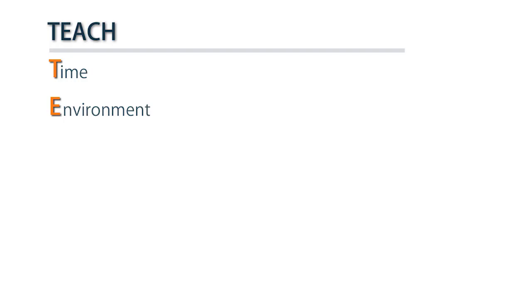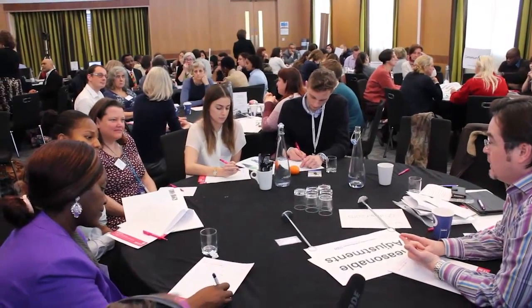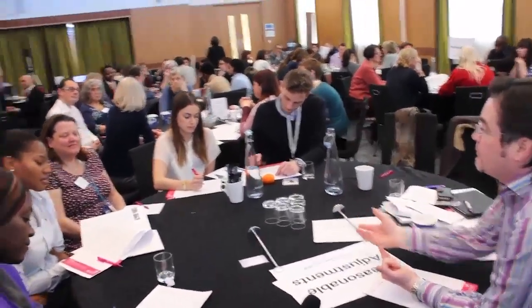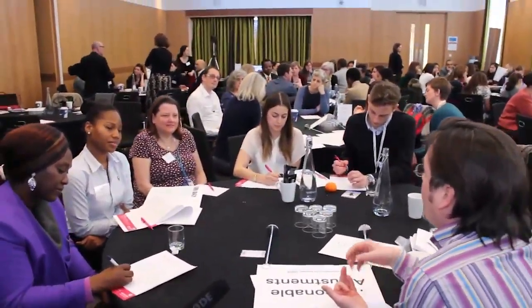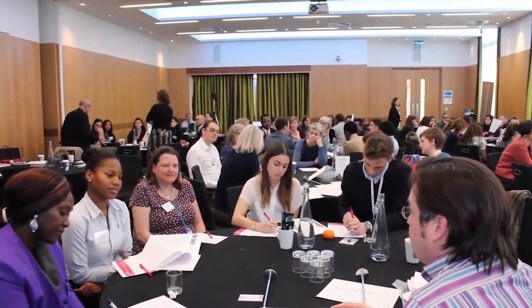E is for environment. Consider environmental changes: a dimmer switch, a pager so that they can go away and you can bleep them to say that they're the next person in, or a quieter area to wait, or whatever.